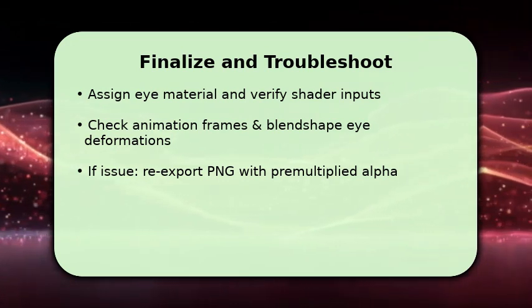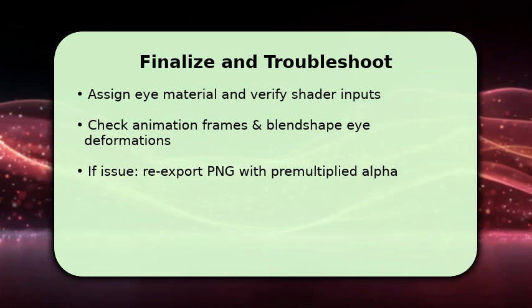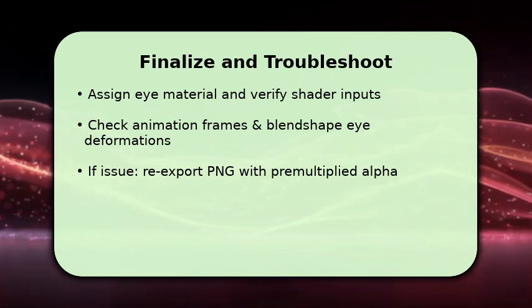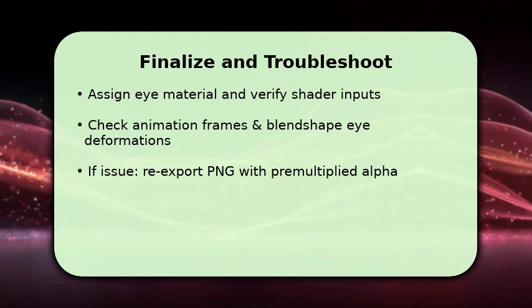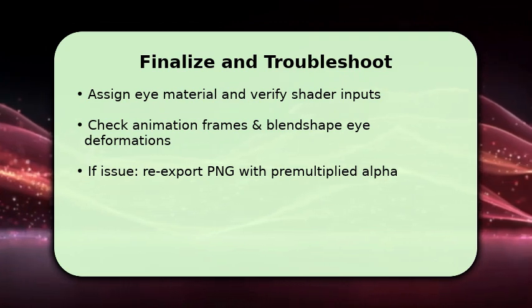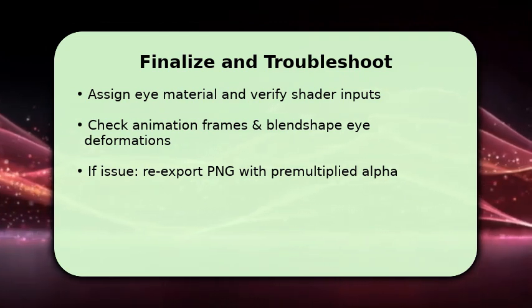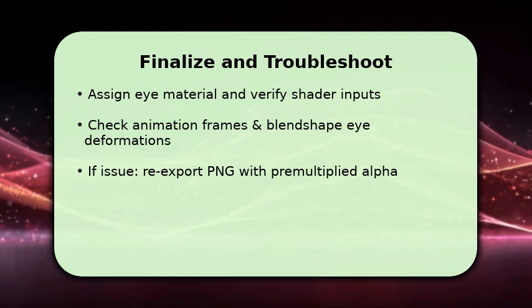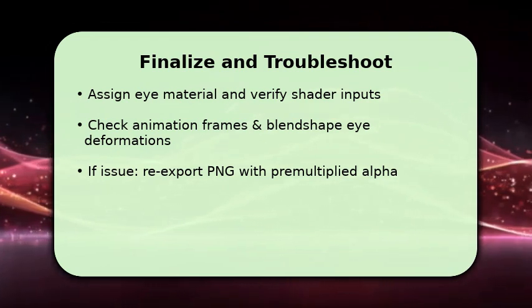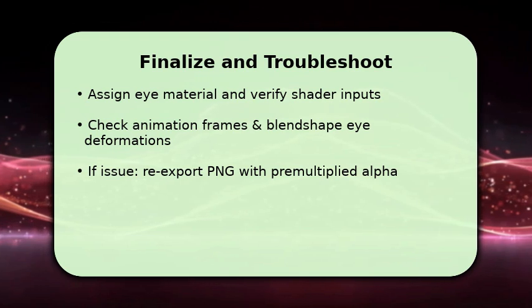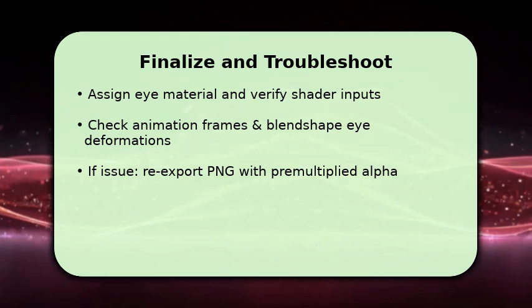Then play the animation and inspect eye joints and blend shape-driven deformations to ensure no clipping or texture swimming. If you encounter halos or edge artifacts, re-export the PNG using premultiplied alpha and re-import. That usually fixes blending issues. If colors shift, confirm the engine isn't applying a secondary.